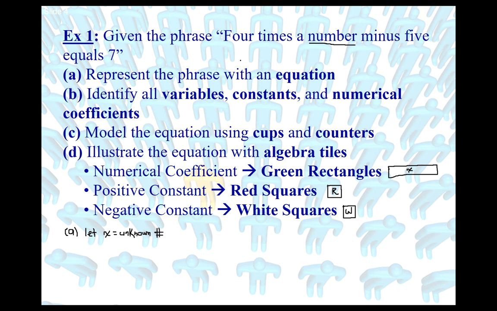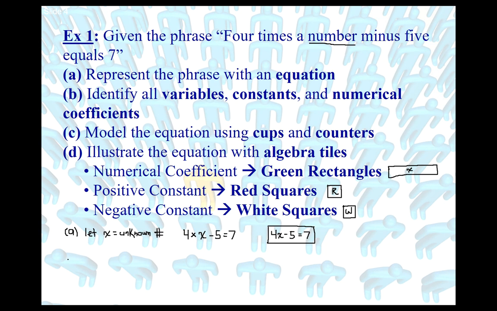Now let's try to write the equation. 4 times a number would be 4 times x, minus 5 would be equal to 7. So 4 times an unknown number minus 5 equals 7. We don't need to show the multiplication operator between the numerical coefficient and the variable, so we can just combine it. Then we have 4x minus 5 equals 7. So that's the answer to part A: 4x minus 5 equals 7.